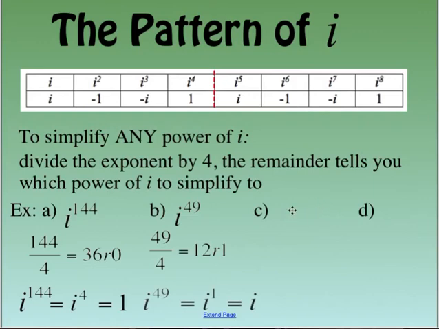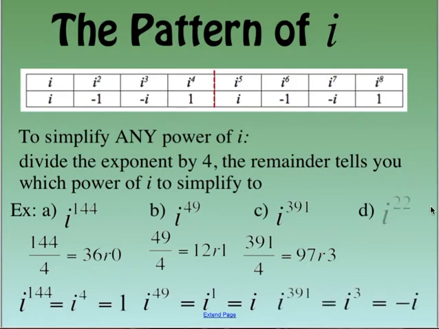My third example is i to the 391st power. If I divide 391 by 4, I get 97 with a remainder of 3, and so this is telling me that i to the 391st power is going to be the same thing as i to the 3rd power, which is the same thing as -i, looking at my table. Try the last one on your own, i to the 22nd, and see if you get the answer that I'm going to show in just a minute.